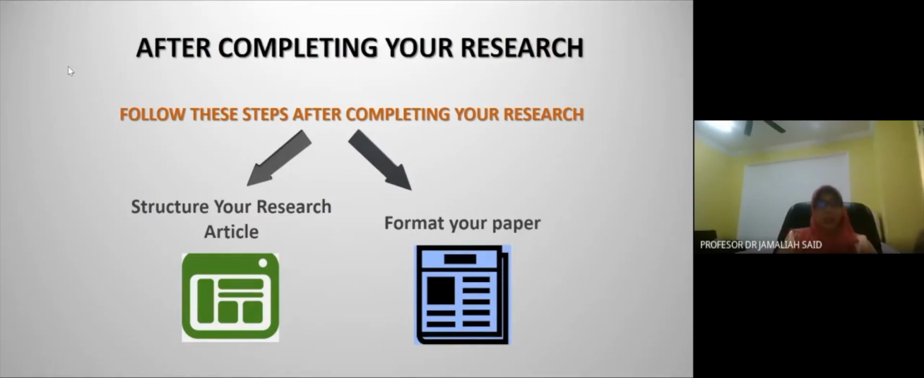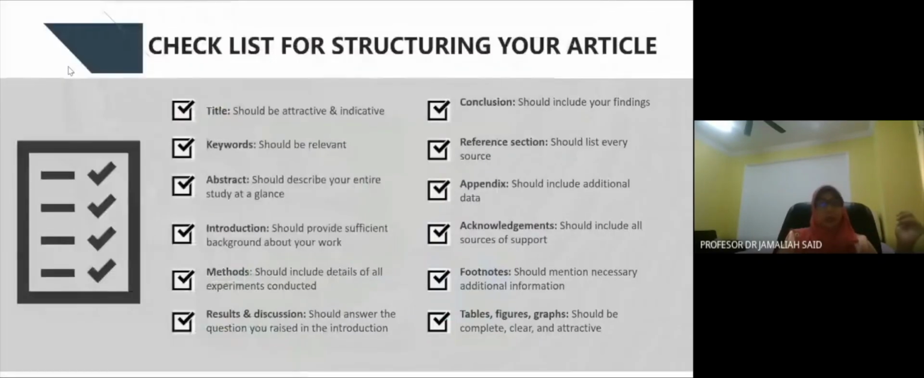Structure your article. How to structure your article? So these are the structure. You must have title, keyword, abstract, introduction, method, result. I missed one more here actually. Just now I thought I edited. That is the literature review section. After the introduction, literature review. Some studies or papers combine literature review and hypothesis development.